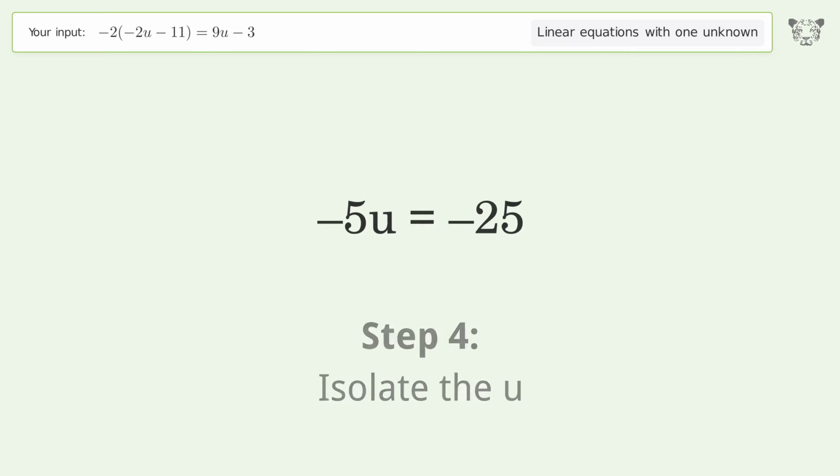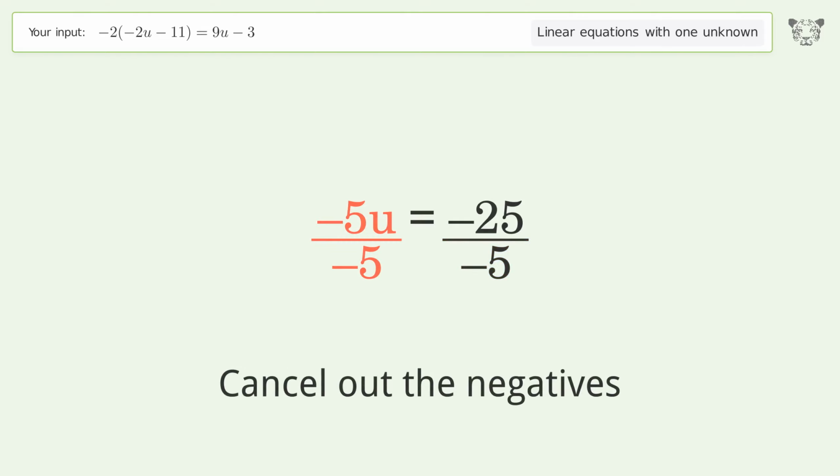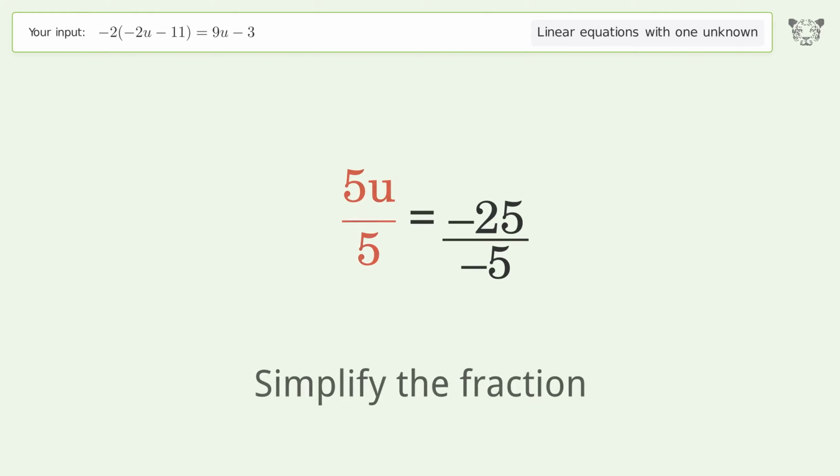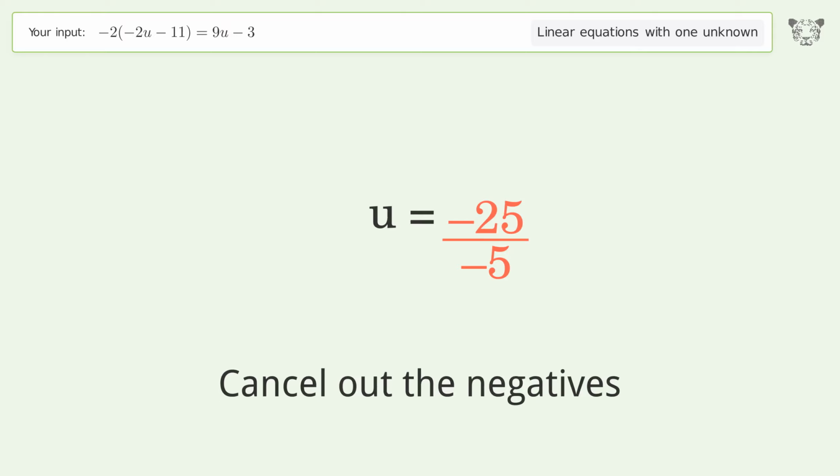Isolate the u. Divide both sides by -5. Cancel out the negatives. Simplify the fraction. Cancel out the negatives.